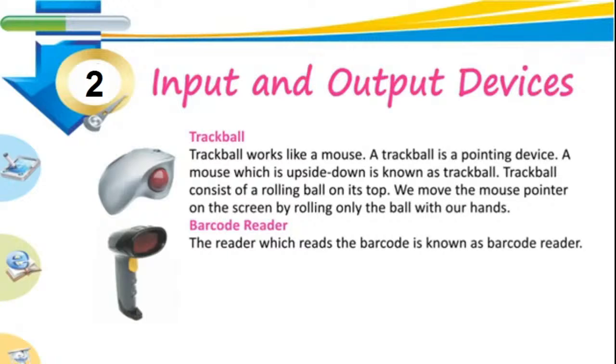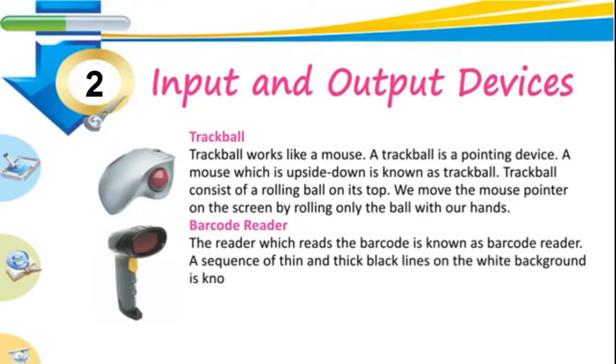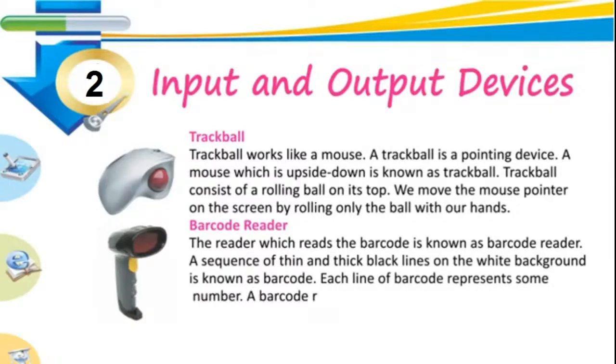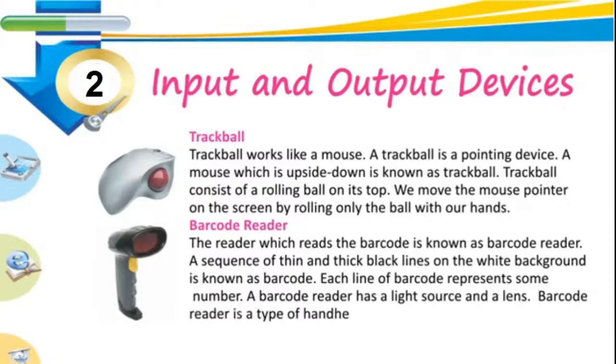Barcode reader. The reader which reads the barcode is known as barcode reader. A sequence of thin and thick black lines on the white background is known as barcode. Each line of barcode represents some number. A barcode reader has a light source and a lens. Barcode reader is a type of handheld scanner.